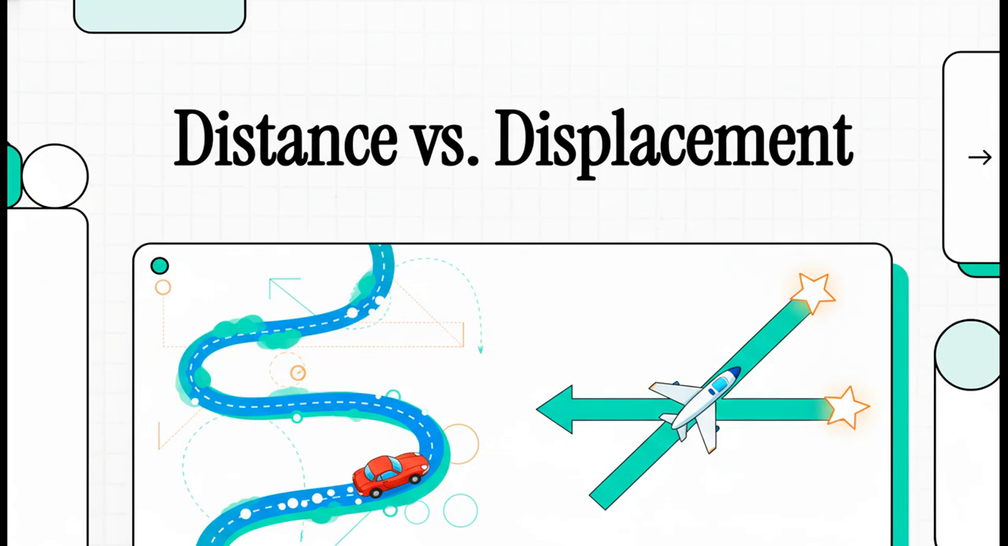You ever hear something that just doesn't quite add up? Like, how can two totally different numbers be used to describe the exact same journey? Well, it's a classic physics puzzle, and the solution is actually pretty cool. Today, we're going to break down two ideas that get confused all the time: distance and displacement.